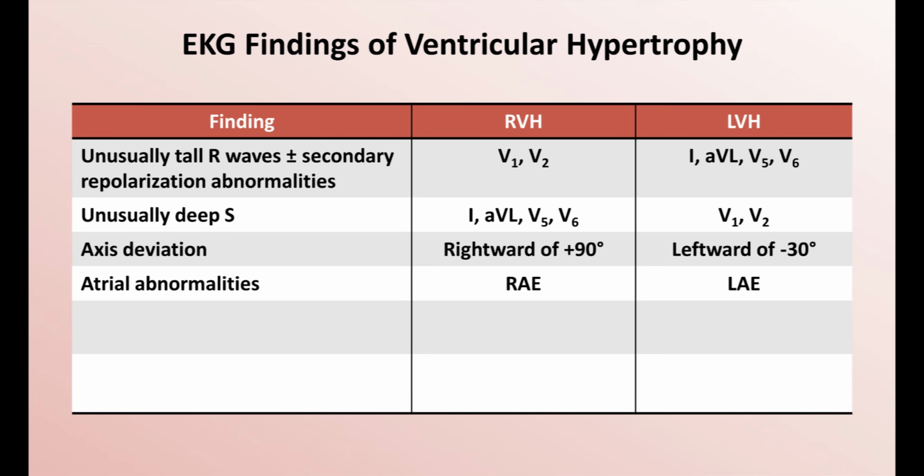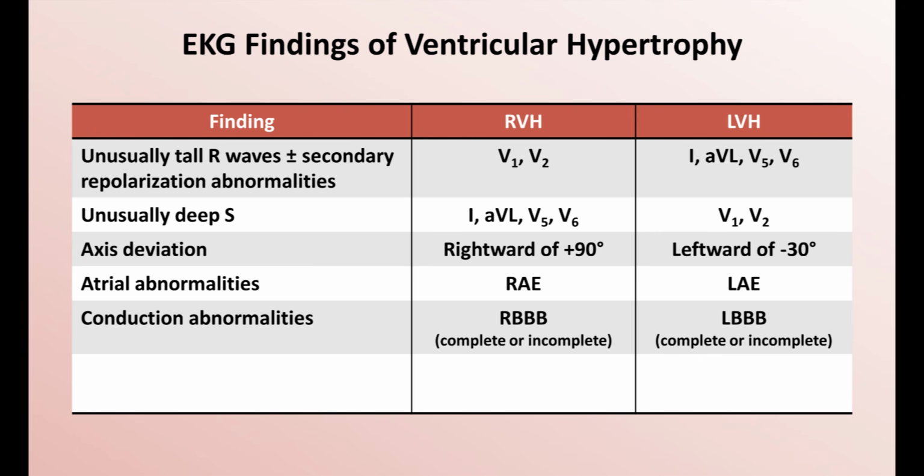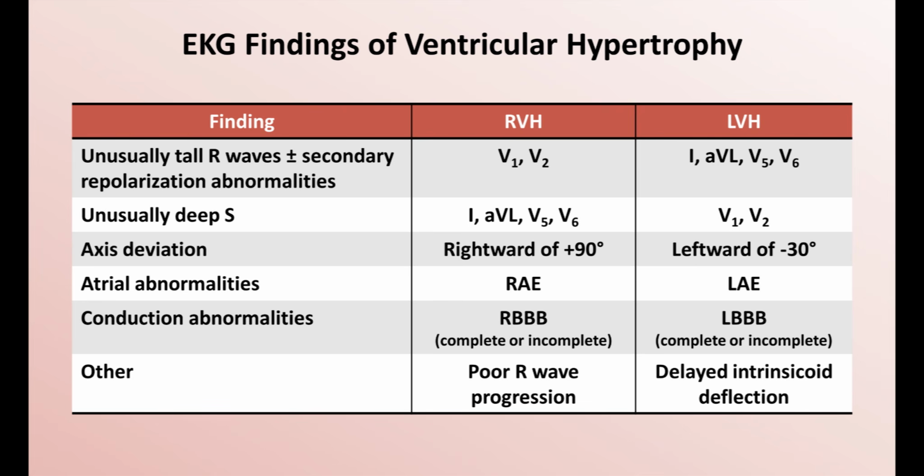Although I haven't previously mentioned this, because right and left ventricular hypertrophy often go along with right and left-sided heart failure respectively, RVH is also associated with findings of right atrial enlargement, while LVH is also associated with findings of left atrial enlargement. Conduction abnormalities, which are covered in another lecture, can also be present and may be either complete or incomplete. Finally, RVH is frequently associated with poor R-wave progression or even reverse R-wave progression, while LVH is associated with delayed intrinsicoid deflection.